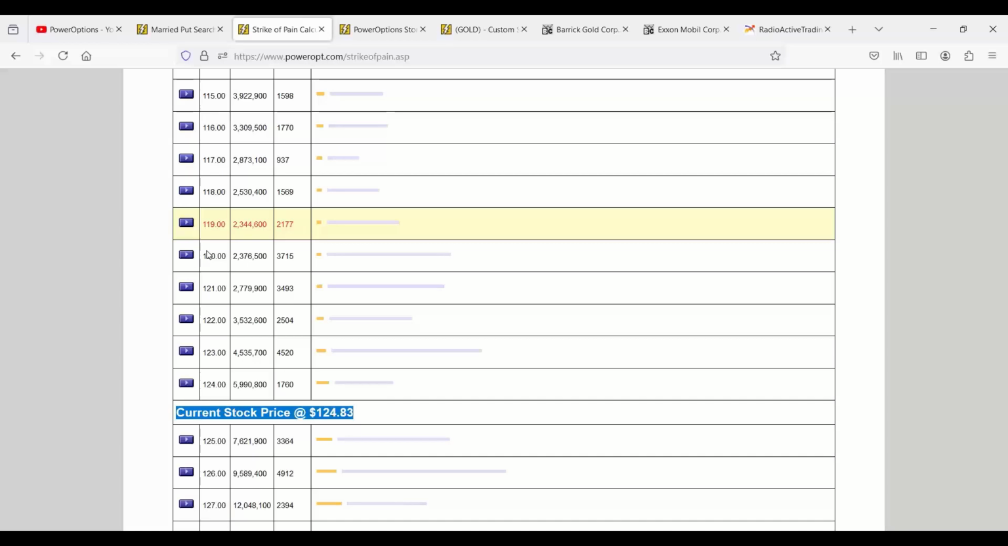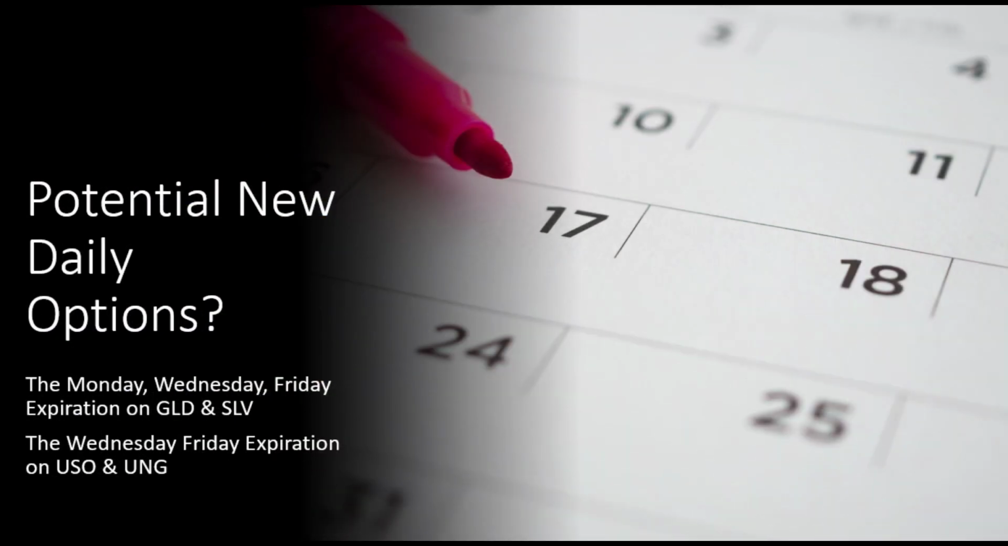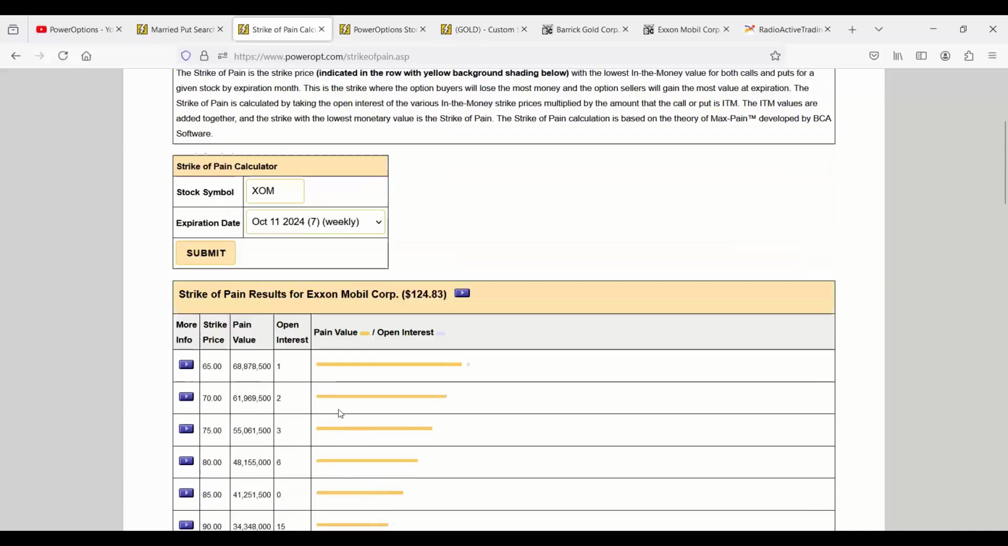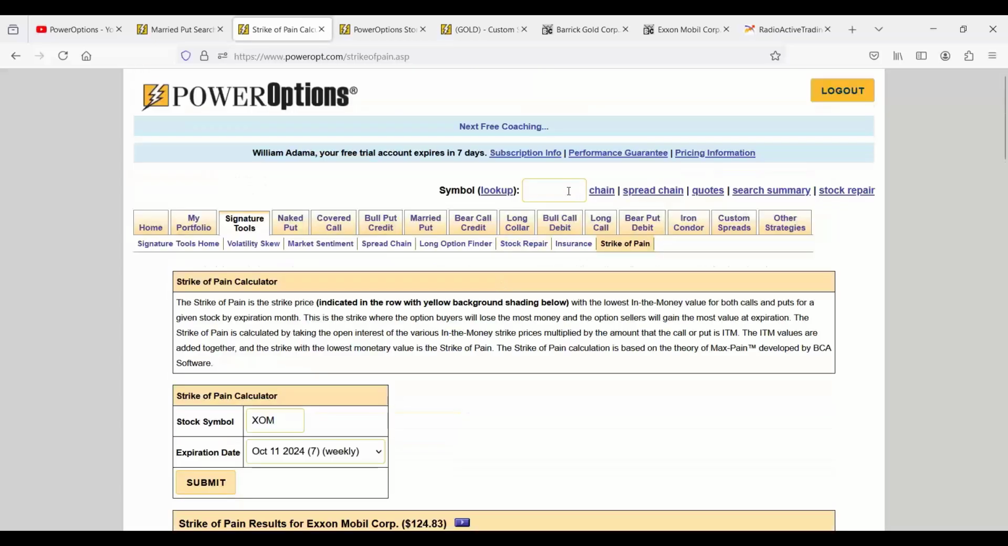Let me write down my note, Jack. XOM, SOP, week of October 11th. Strike of pain every day. Okay, so let me just jot that down. Close of day. I'm going to do close of day. Got to do a close of day because that's when the open interest is updated as well. Okay, so we're going to look at that there, but you can look at it too on PowerOptions. You can go through it each day or with your stock if you want to run that example.